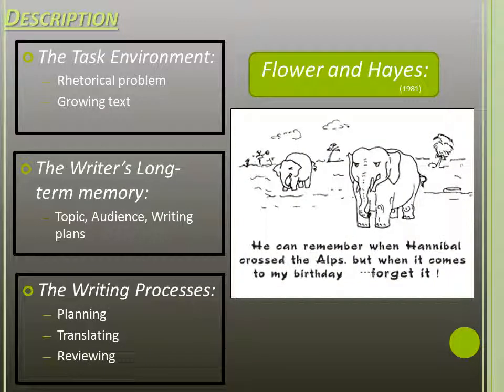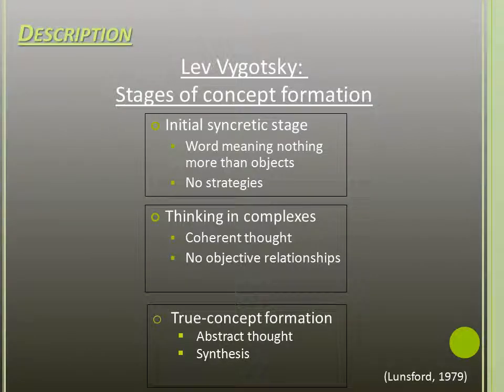Linda Flower and John Hayes believe the act of writing involves three major elements which are reflected in the three units of the model: the task environment, which involves everything outside of the student's control; the writer's long-term memory, which not only includes the topic but also knowledge of the audience; and the writing processes themselves of planning, translating, and reviewing.